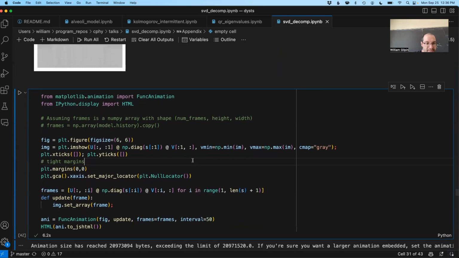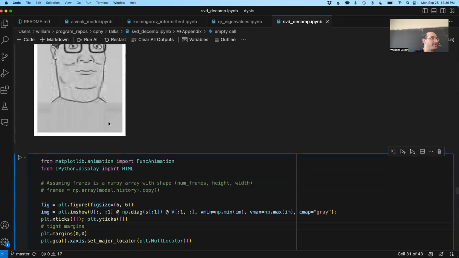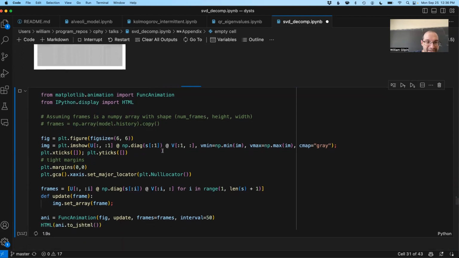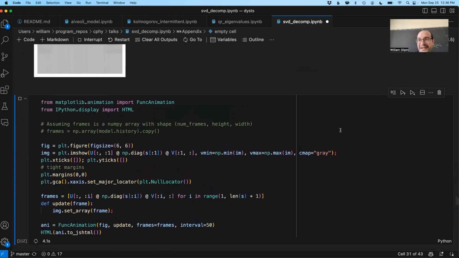So now I'm going to try to make a video where we see how the accuracy of my reconstruction changes as I vary the number of singular values. We'll see if this runs in a reasonable amount of time on my computer.